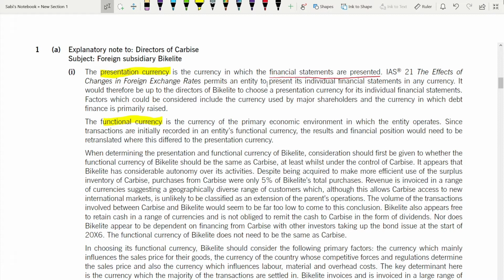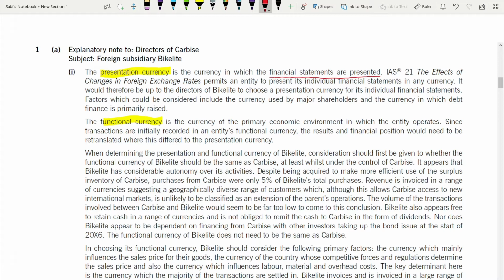Okay. So coming back, IAS 21. What does the standard say? You have to tell this. It permits an entity to present its individual financial statements in any currency. So IAS 21 says you can present individual financial statements in any currency. There is no limit to that.